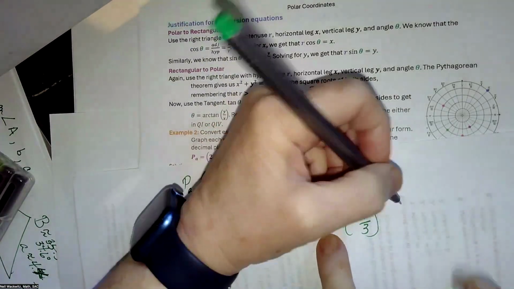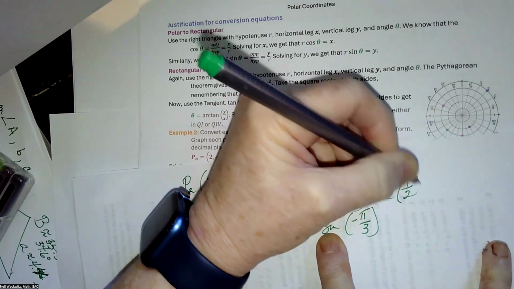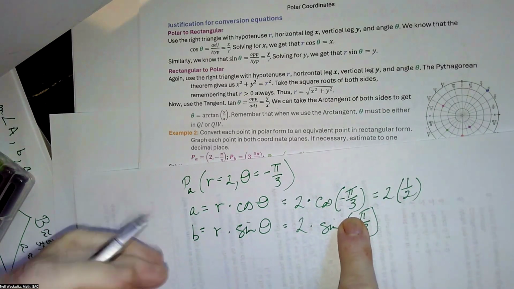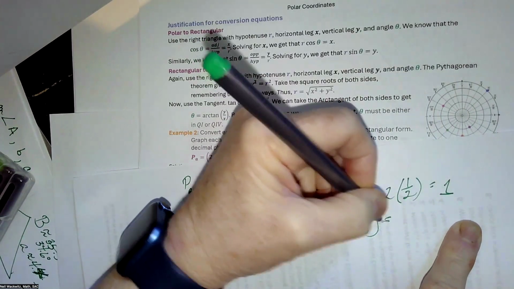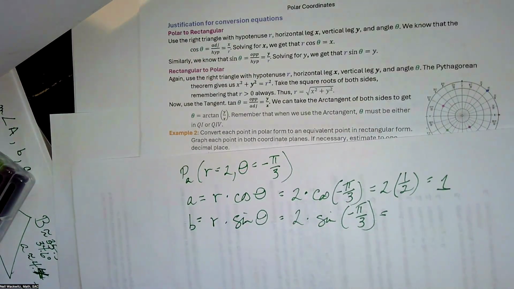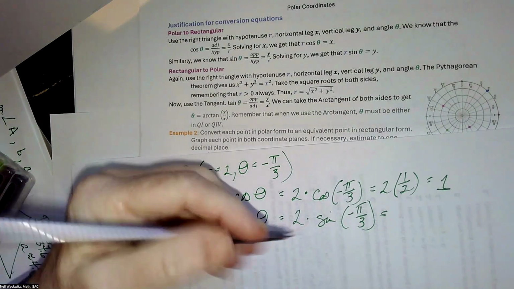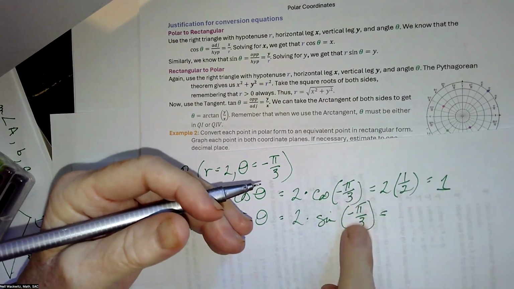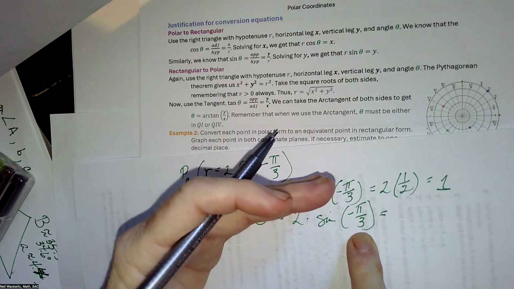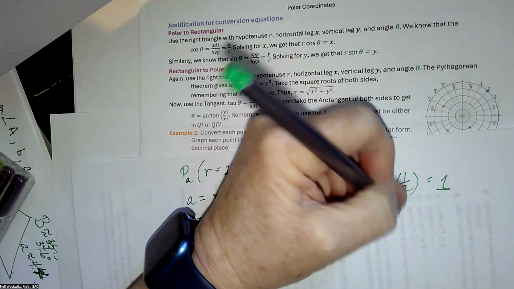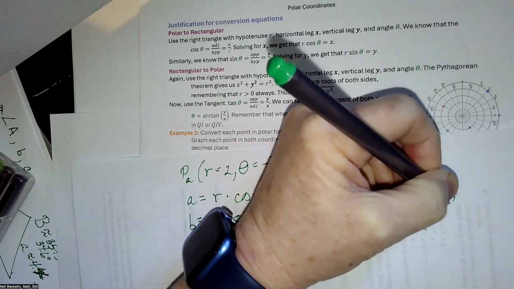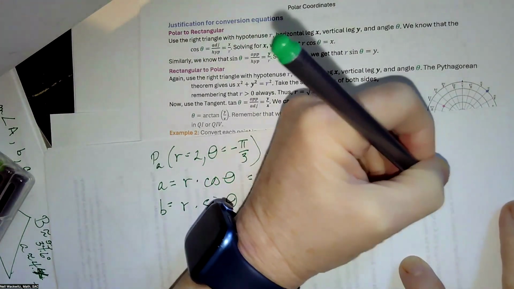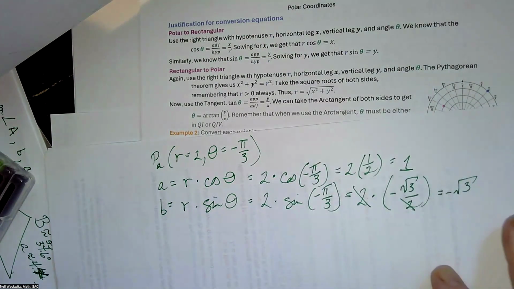Maybe 1/2. And is cosine positive or negative in quadrant 4? Positive. Good. Is sine positive or negative in quadrant 4? Negative. Good. And since cosine of pi over 3 was 1 half, we know that the sine of pi over 3 is square root of 3 over 2, and it'll be negative. So we have 2 times negative square root of 3 over 2. The 2's divide out, and we have negative square root of 3.